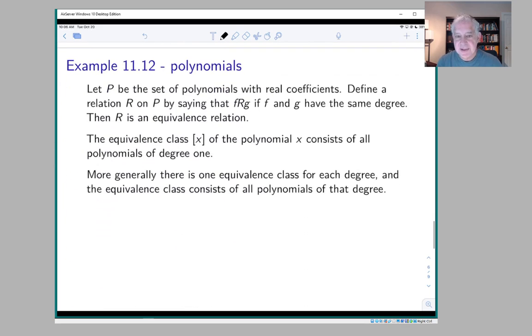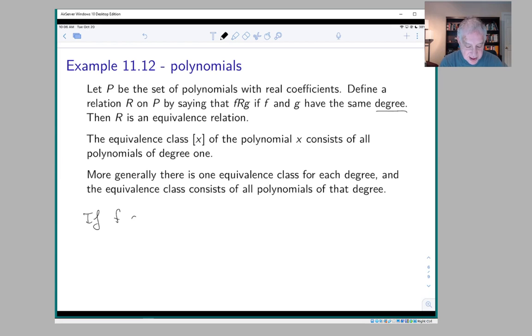Here's another example, this one taken from the text. Let's look at the set of polynomials with real coefficients. And we're going to say that two polynomials are related if they have the same degree. Remember, the degree of a polynomial is the highest power of x which occurs in the polynomial. And if the polynomial is a constant, we say it has degree 0. This is an equivalence relation. It's easy to check that. Maybe we'll go through it. Transitivity is the key one.